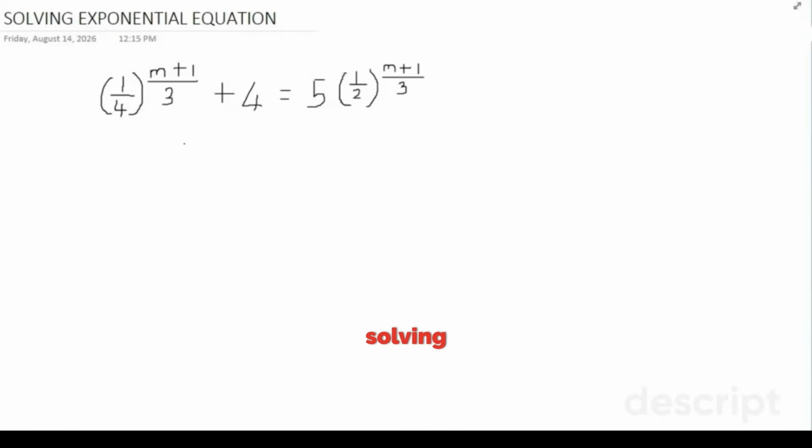Today we are solving a question that looks scary at first glance because of that fraction in the exponent m plus 1 over 3. But I promise you, once you spot the trick, it is just a simple quadratic equation. First, to solve this kind of question, we should observe that 1 over 4 and 1 over 2 are closely related. So what are we trying to say?